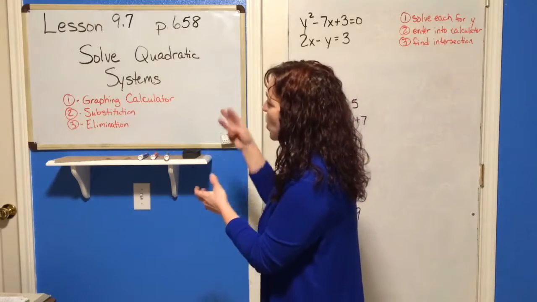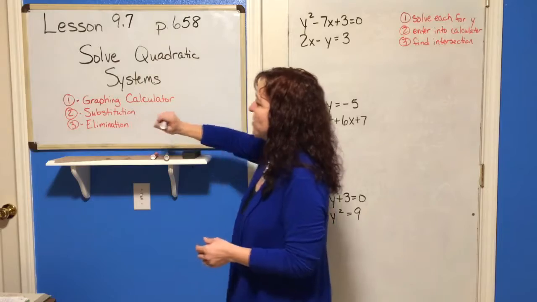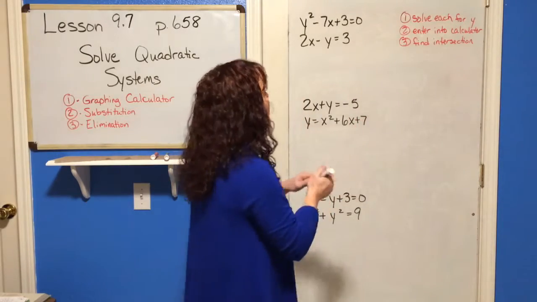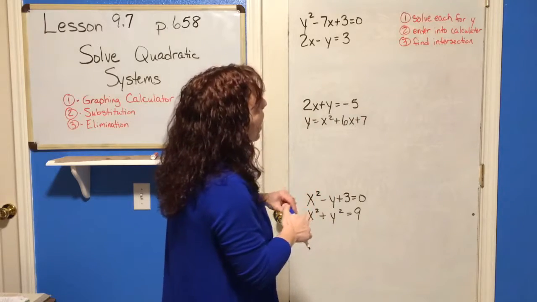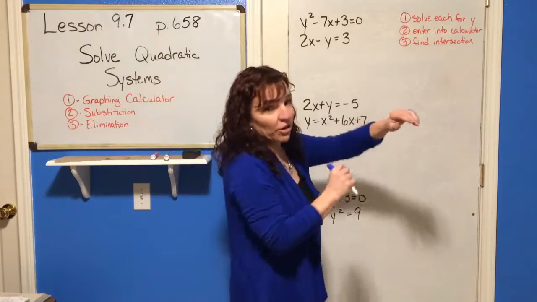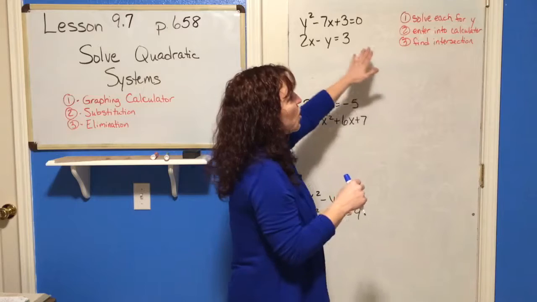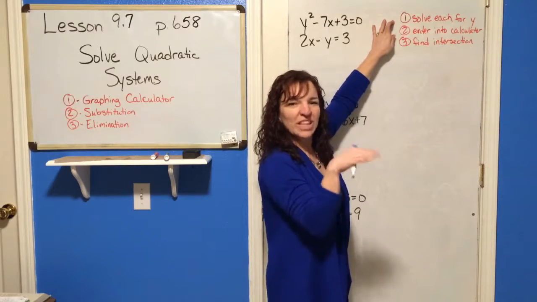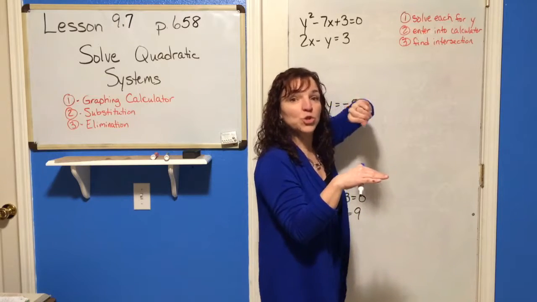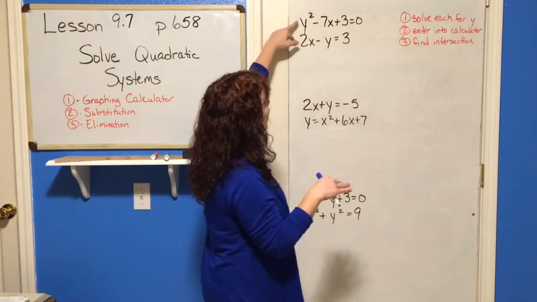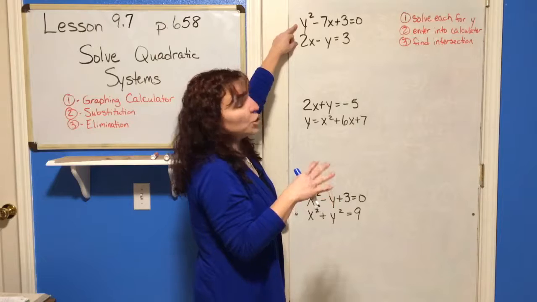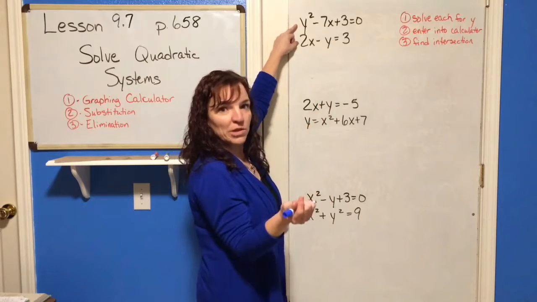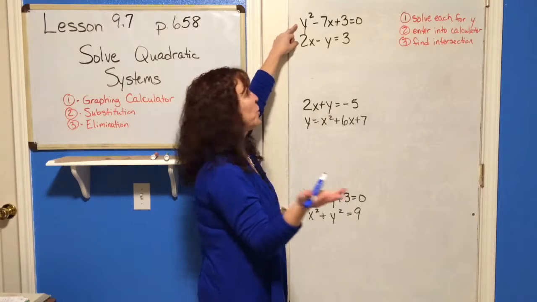All right. 3 different ways we're going to solve these. The first is using your graphing calculator. You've been waiting all year. Now you get to use it for real. In order to solve with your graphing calculator, you've got to first solve each of those equations for y, because that's how you enter the equation into the calculator. So you'll solve each one for y, then punch them into your calculator and let it graph for you.